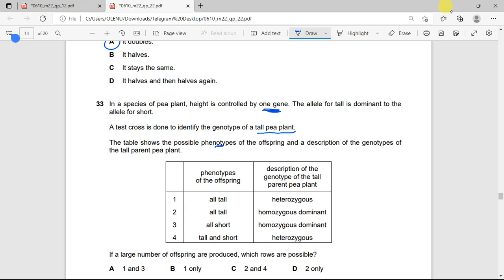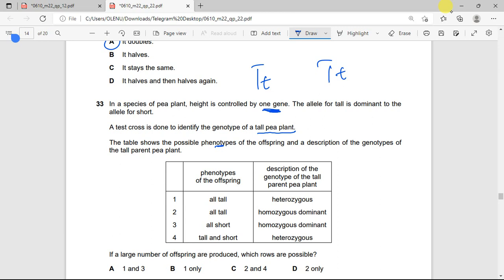Now, the allele for tall plant is dominant over the allele for short plant. So you can have capital T, small t. If you cross the two together, capital T, small t, what you have is, first, the phenotype of the offspring. Will there be all tall?